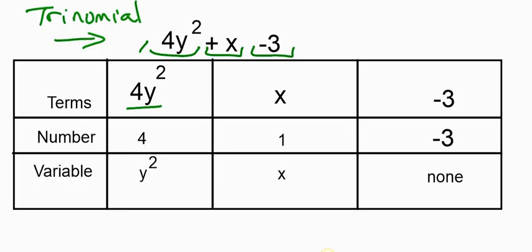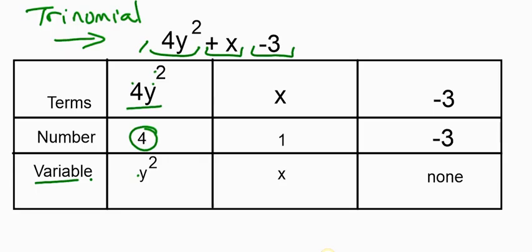From this term, we can break it down to see which parts of that term are numbers and which parts of that term are variables. So I look at this, 4y squared, and I have a 4, which is my number, and I have a variable, a y, which is squared, so y times y. That's why that 2 stays with the y, because it's technically y times y.